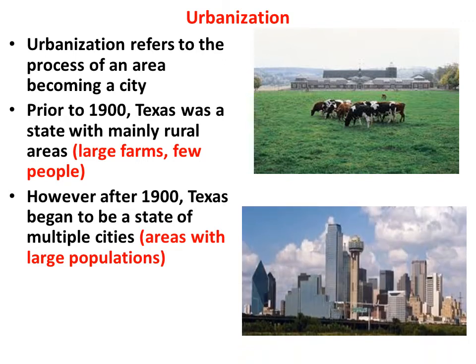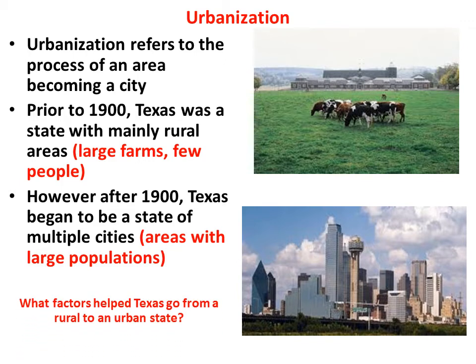So, before 1900, Texas was primarily an agricultural state. After 1900, Texas was primarily an urban state. Quickly, what factors helped Texas go from a rural to an urban state? Go ahead and think about that and record your answers.